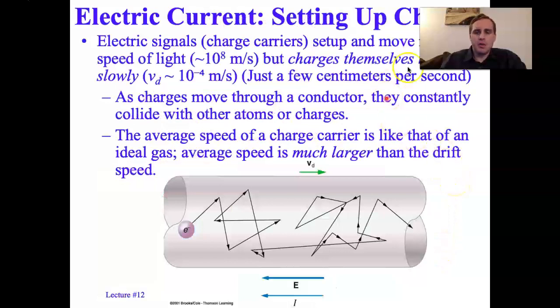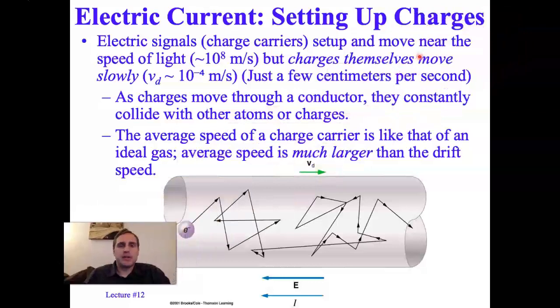Okay, so one thing I want to say about electric current is the following regarding the drift speed. Electrical signals, that is charge carriers, set up and move near the speed of light, so on the order of 10 to the 8th or so meters per second. But the charges themselves move very slowly. In other words, they drift at about 10 to the minus 4 meters per second. So that's just a few centimeters per second. In fact, usually only a few millimeters per second.